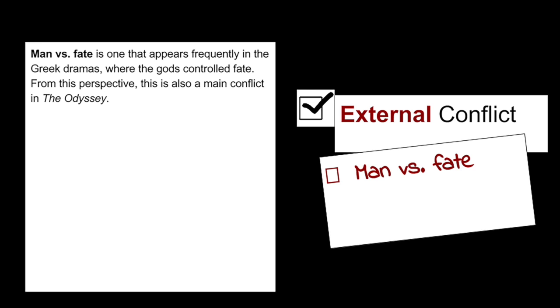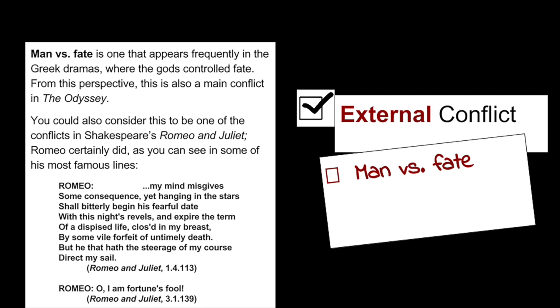Man versus fate is one that appears frequently in the Greek dramas, where the gods controlled fate. From this perspective, this is also a main conflict in the Odyssey. You could also consider this to be one of the conflicts in Shakespeare's Romeo and Juliet. Romeo certainly did, as you can see in some of his most famous lines.